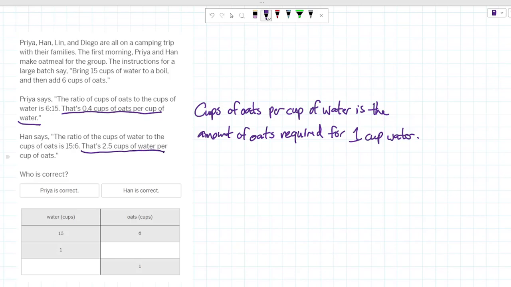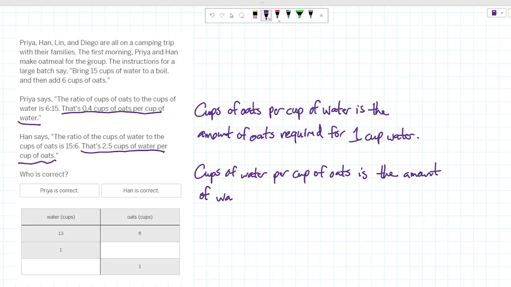Similarly, if we look at Han's statement where he says that's 2.5 cups of water per cup of oats, when we say cups of water per cup of oats, that's the amount of water required for how many cups of oats? For 1 cup of oats. So let's use the table just to check them on both of these.